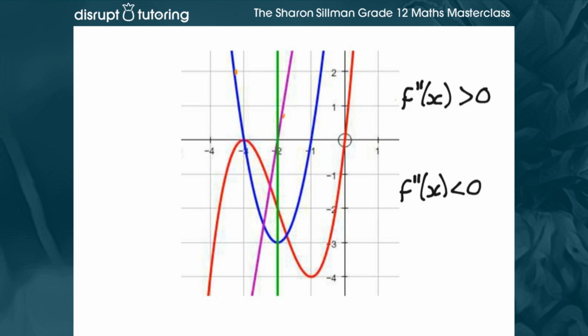So notice that the second derivative is positive here. That's where it's above the x-axis. When the second derivative is positive, what is that doing to the function? When the second derivative is positive, so that's this area here, notice what the function is. It is concave up.